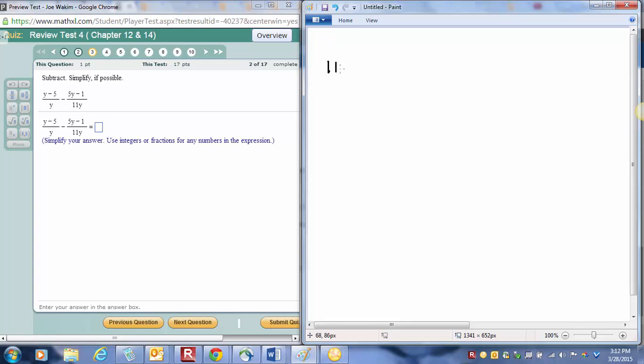So that would be 11y minus 11 times 5 is 55 over 11y. So all I did, I multiplied up and down by 11. 11 times y is 11y. If I multiply this by 11, I'm going to get 11y. 11 times negative 5 is negative 55. The second one, I'm not going to change it because it has already 11y in the denominator.